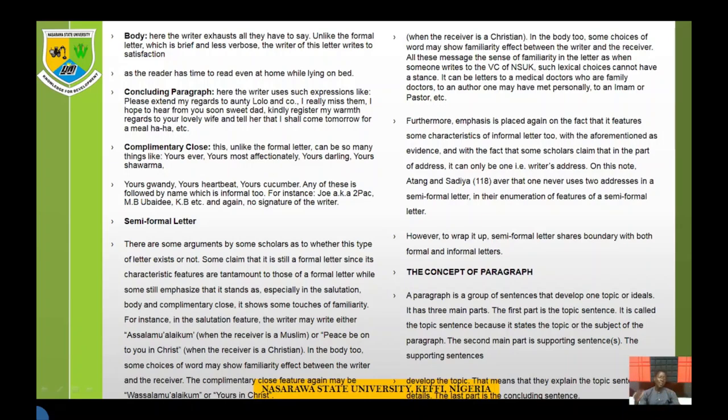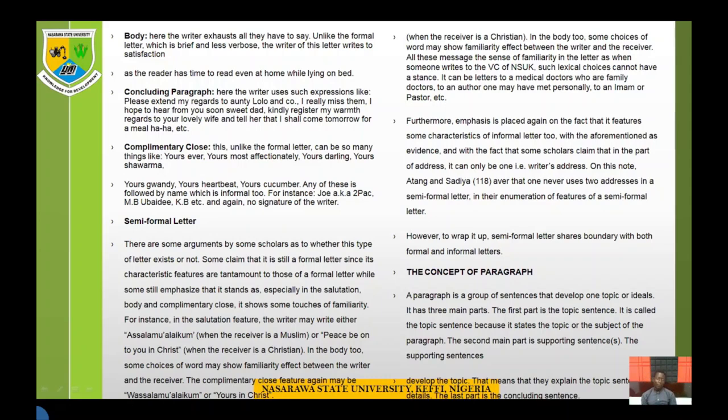There is another type of letter we call semi-formal letter. Semi-formal letter has features of formal letter, but in content it has some features of an informal letter. So it is between formal letter and informal letter. It has all the features we mentioned in formal letter: the two addresses, the salutation, the heading, the opening paragraph or opening remark, the body, the concluding paragraph, okay, complimentary clause.